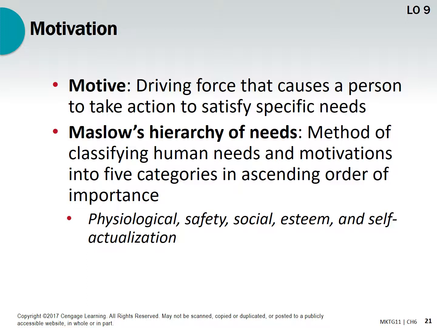One theory is Maslow's hierarchy of needs, which arranges needs in ascending order of importance: physiological, safety, social, esteem, and self-actualization. When a person fulfills one need, a higher level of need becomes more important. The most basic human needs, that is, the need for food, water, and shelter, are physiological because they're essential to survival. These needs must be satisfied first.